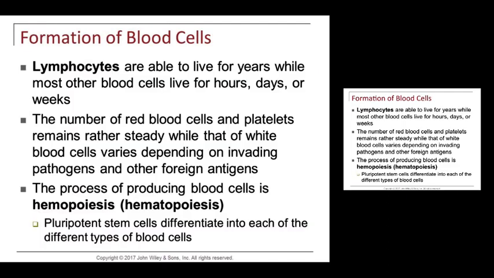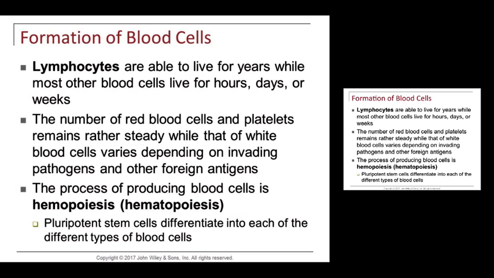Lymphocytes, they're able to live for years, while other blood cells can live for just hours. They can live for days or even weeks. The number of red blood cells and platelets remain rather steady, while that of the white blood cells can vary depending on the invading pathogens and other foreign antigens. The process in which we produce blood cells is called hematopoiesis. All right, if we're producing red blood cells, it's erythropoiesis.